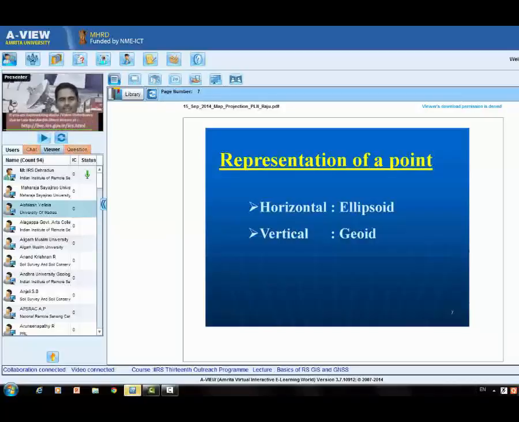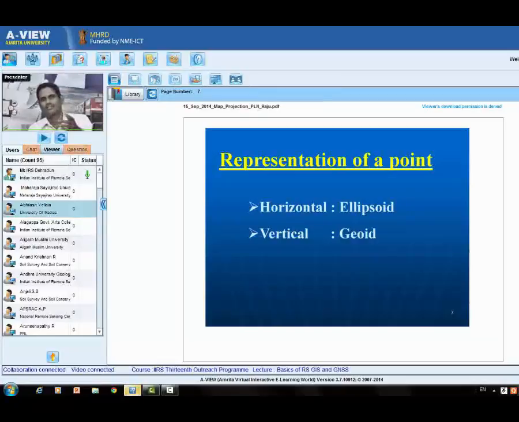So, the representation of a point on Earth: suppose you are at 80 degree longitude and around 29 or 30 degree latitude. That is basically the horizontal representation on the Earth's surface. And then the third dimension is the vertical height. How do you represent a vertical height? We take the geoid as a reference plane, and from the geoid we measure how much the height is. For example, with WGS 84, it is basically a geoidal height.